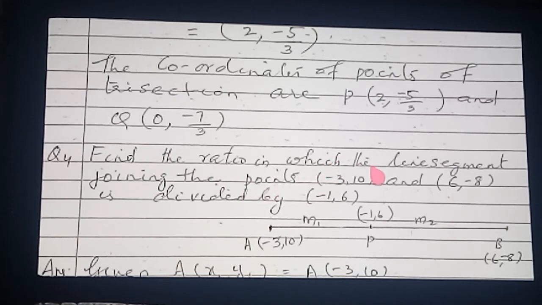Find the ratio. What do you want to find out? You want to find out the ratio, the meaning you want to find out m1 is to m2. Which are the points of the line segment? One point is (-3, 10) and another one is (6, -8). Which point is dividing by which point? (-1, 6). So this P (-1, 6) is the point of division.